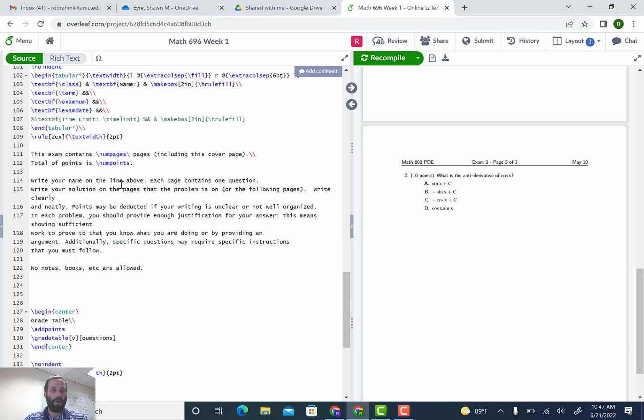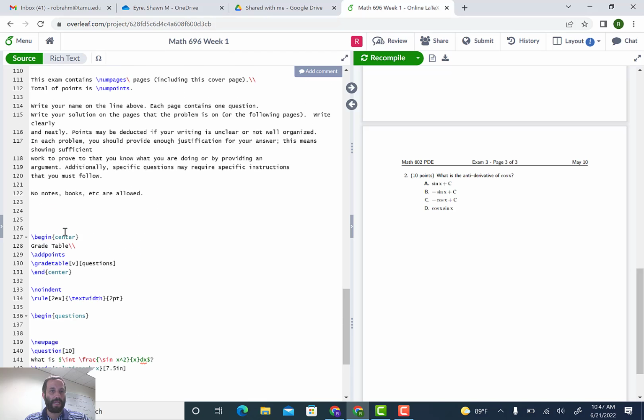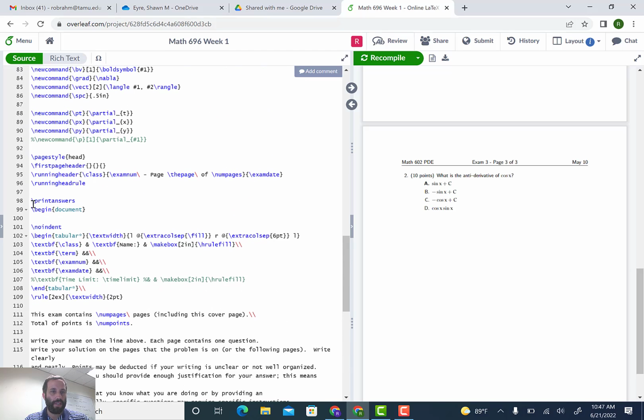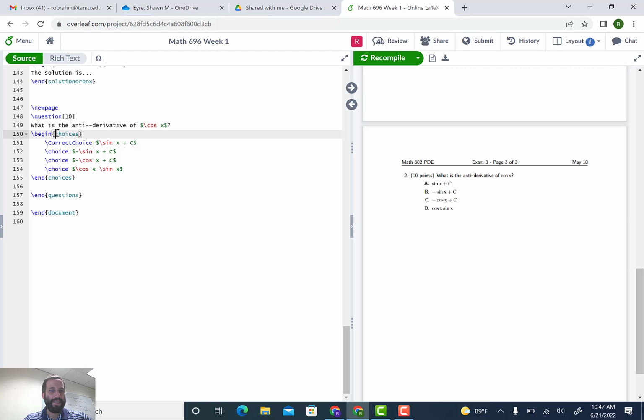So let me come down here. All I'm going to do is change this right here. I'm going to keep everything here the same, except let's not print the answers right now. Well, I'll keep the print answers on. Instead of choices, the environment is randomized choices. And down here, it's going to be randomize.